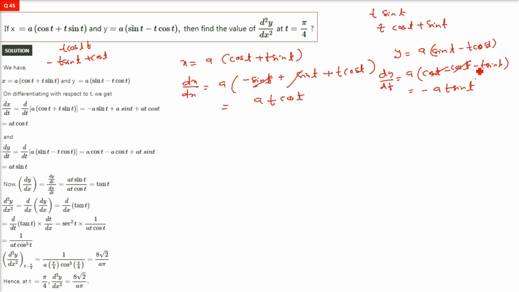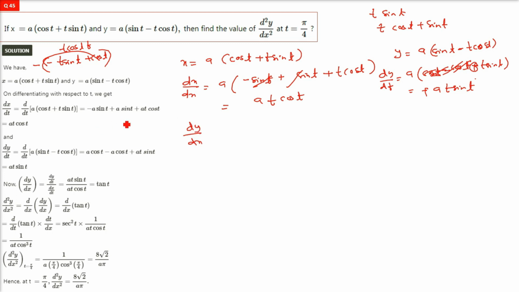T sin t will be positive, please remember. So I'm just changing the sign in order to get the cancellation also and the t sin t in positive. So finally dy by dt, a cos t and a cos t, or you can call cos t and cos t can be cancelled, and we have t sin t remaining with a. So it will be positive. dy by dt is a t sin t. So both of these dx by dt and dy by dt have been computed. dx by dt is a t cos t, dy by dt is a t sin t.